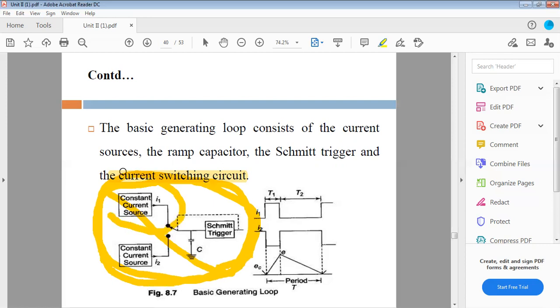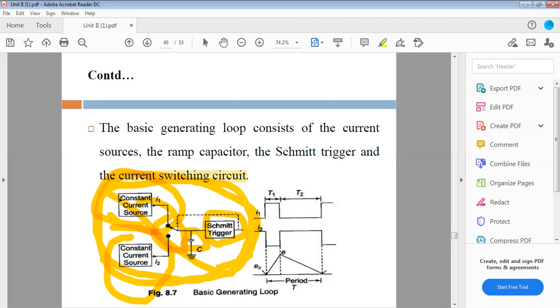So we have the upper constant current source and the lower constant current source. We also have a switching circuit, a ramp capacitor, and a Schmitt trigger. The currents are I1, generated by the upper constant current source, and I2, by the lower constant current source. T1 is the on time and T2 the off time for the I1 current, and T1 is the off time and T2 the on time for the I2 current.